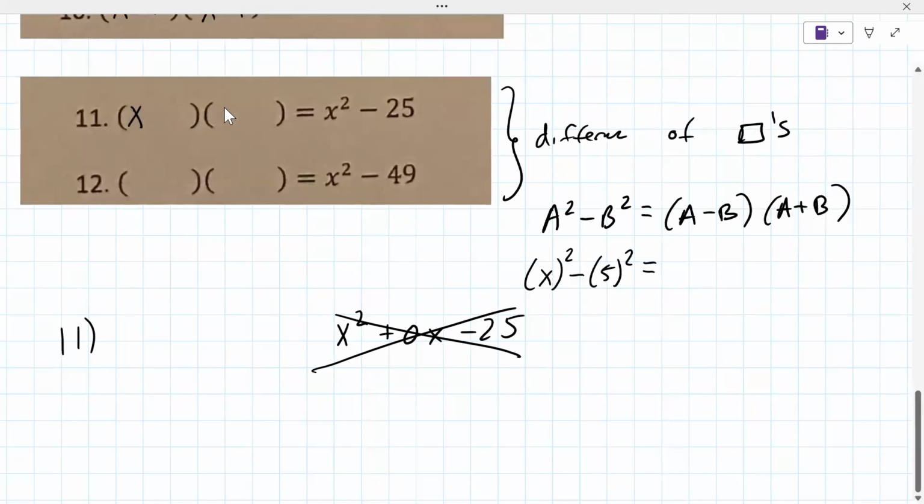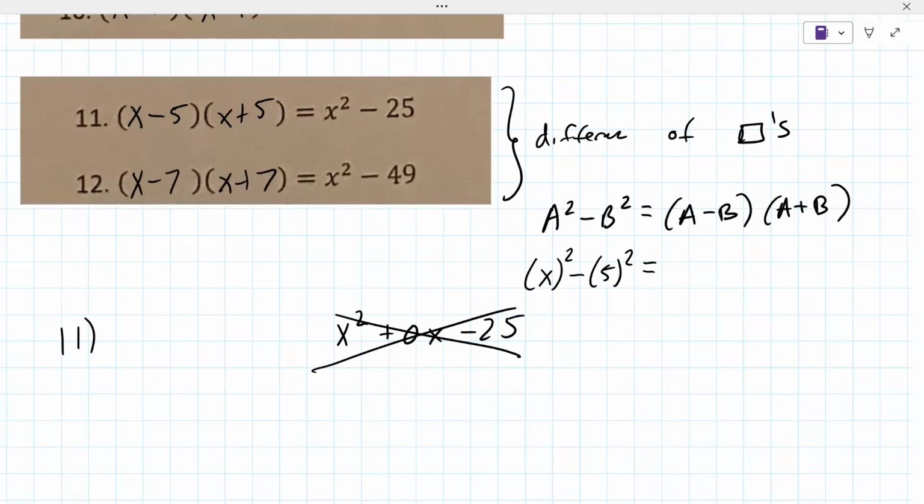What's the a minus b, a plus b? What are we going to put in here? x minus 5, x minus 5. They can't both be negative. Oh, positive, because there's a negative at the end. So one has to be negative, one has to be positive. Okay. And for the other one, it would be x minus 7, x plus 7.